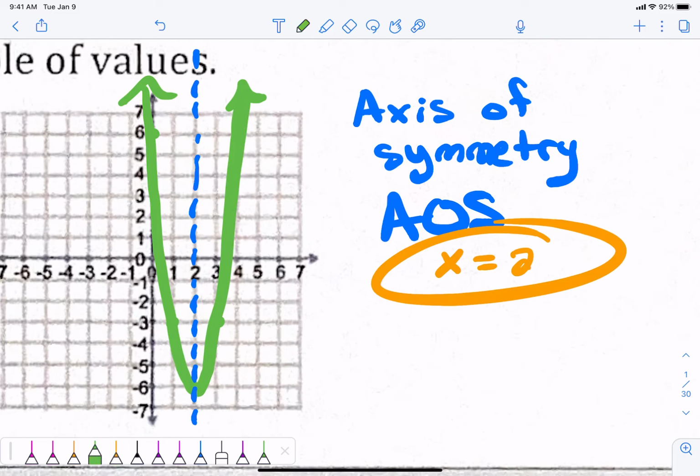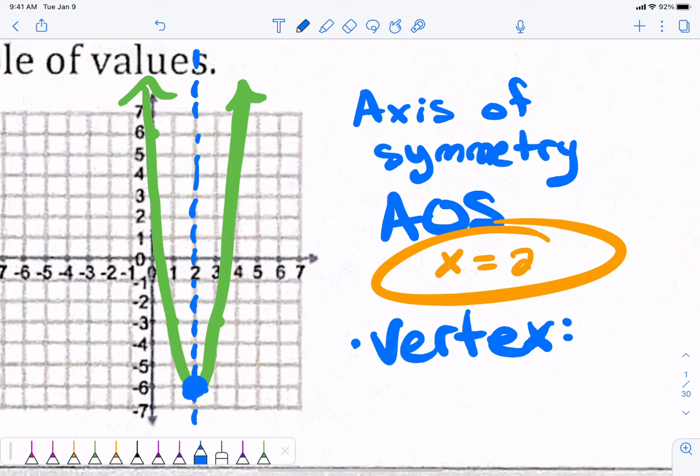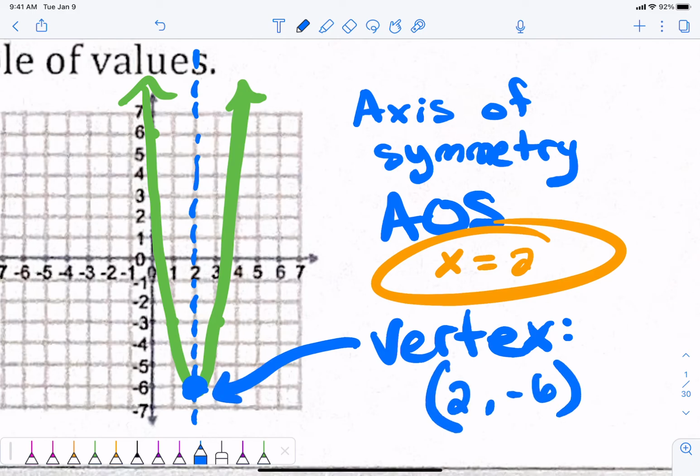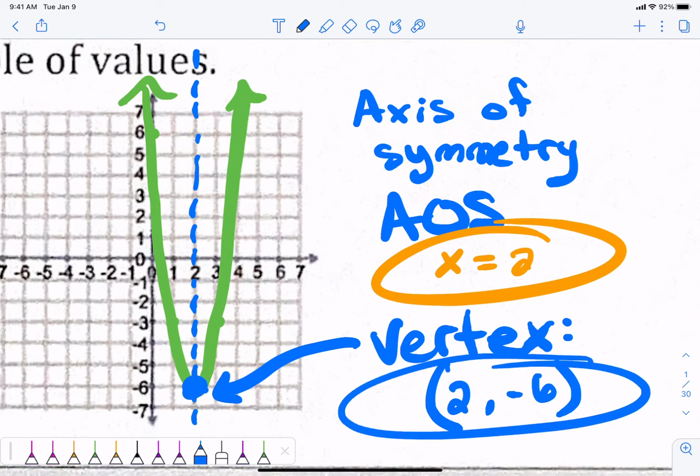And then there's another thing that they talk about, which is called the vertex. Have you heard of vertex before? The vertex is this guy right here. It is (2, -6). You are correct. Okay, now, true or false? The axis of symmetry always goes through the vertex. True or false? It's true. Yes, it does. This axis of symmetry, this line always has to go through the vertex.